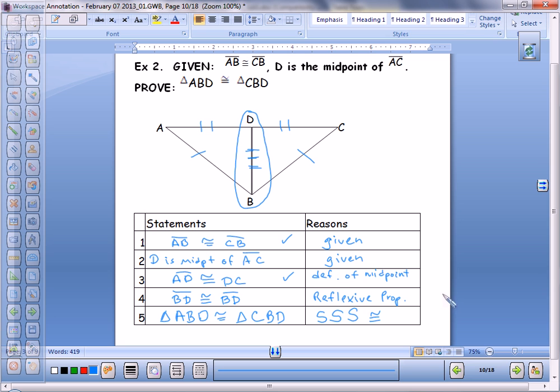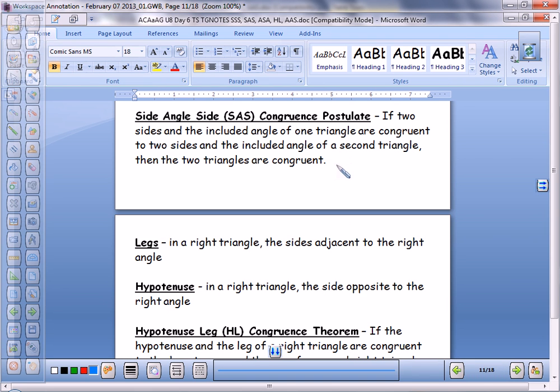The next thing we're going to talk about is side angle side. That is our next congruence postulate. Side angle side says that if two sides and the included angle of one triangle are congruent to two sides and the included angle of a second triangle, then those two triangles are congruent. Side angle side: a side, an included angle, and another side.